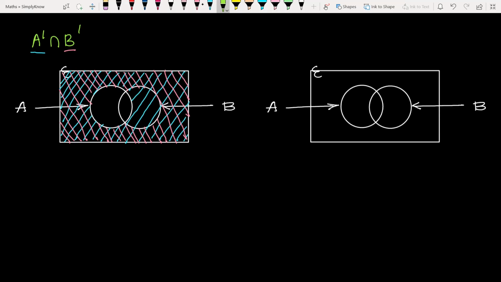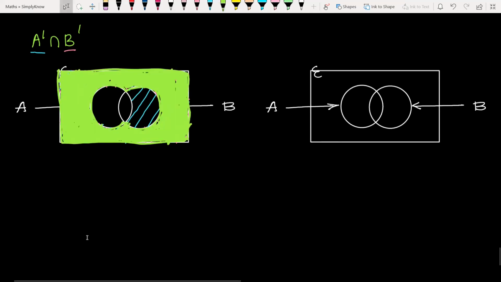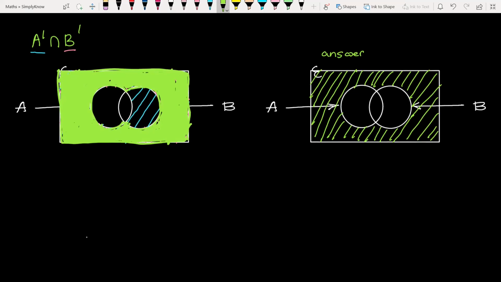Now what is our region that is shaded twice? It's the area except these two circles, right? So this is our region. So I'm going to shade my final answer. Here is our answer.